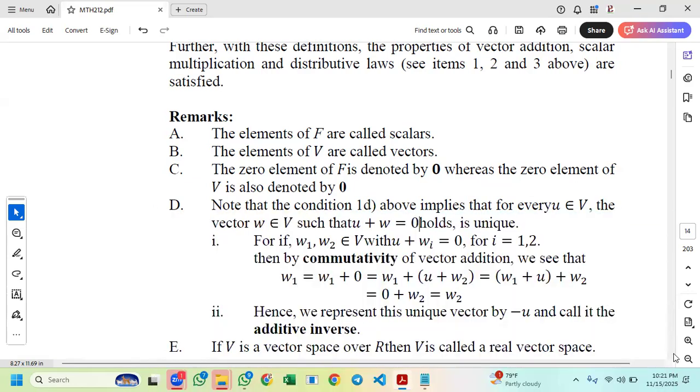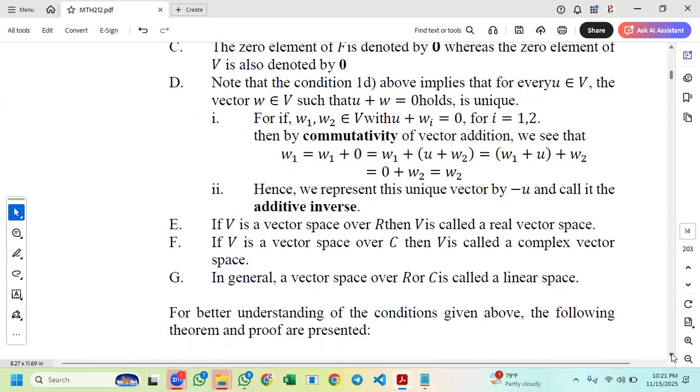So all these commutative, distributive, whatever, just know them by default, like know them by heart. They are basic things in mathematics. Every other thing they're saying here is just drama. Thank God I recorded that part. So those of you that missed it because of network or you were not there, then watch it. The part when we're treating Z4 and Z5, we've done justice to that. Hence, we represent this unique vector by minus U and call it the additive inverse.